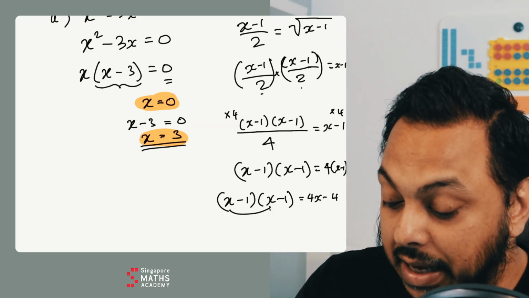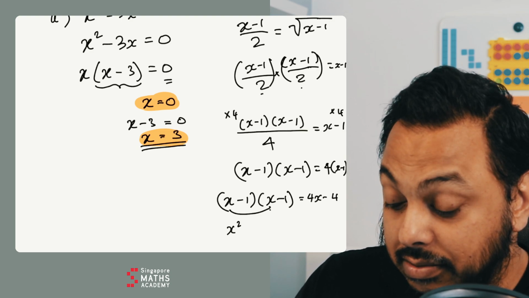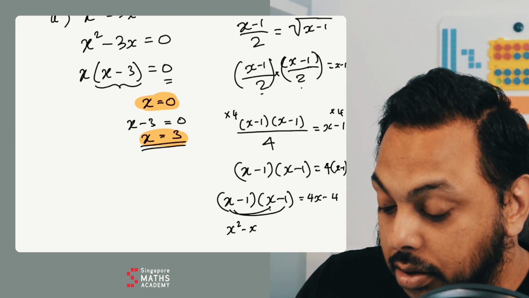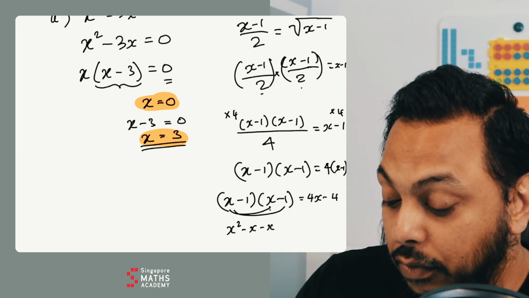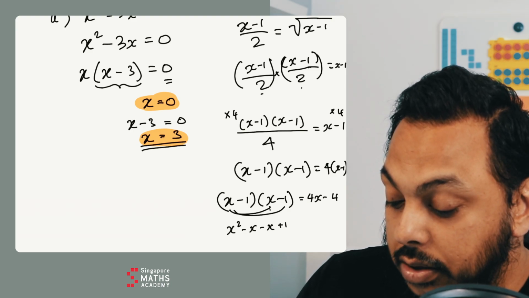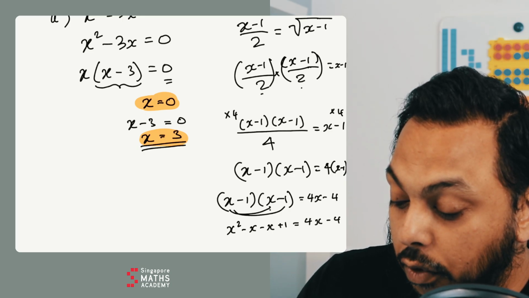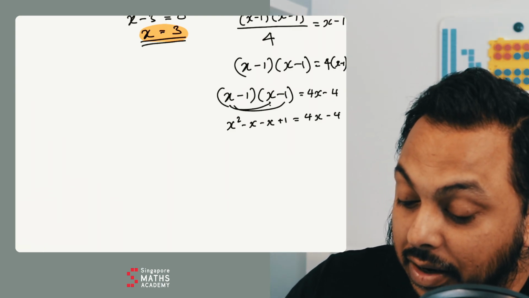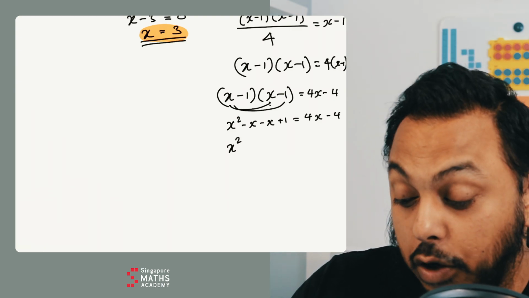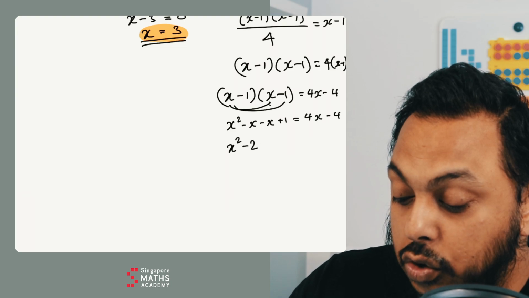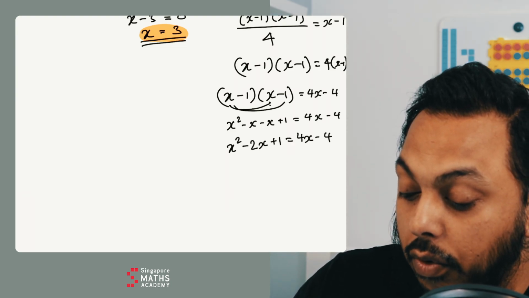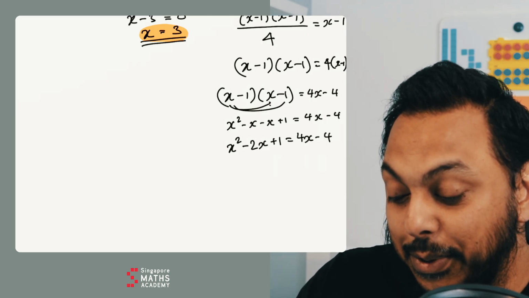So you've got x times x is x squared, x times -1 is negative x, -1 times x is negative x, and -1 times -1 is a positive 1. And so you have this is equal to 4x minus 4. And finally, we're nearly getting there, right? Well, not finally, actually. Penultimately, x squared minus 2x plus 1 is equal to 4x minus 4. Right, so lots to do.